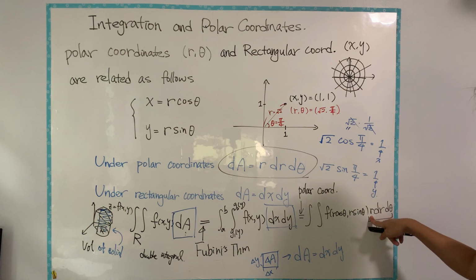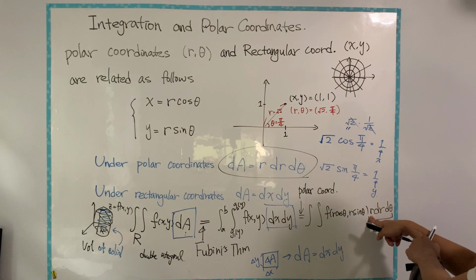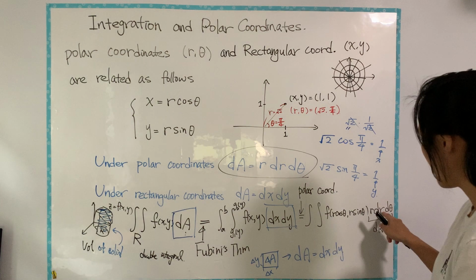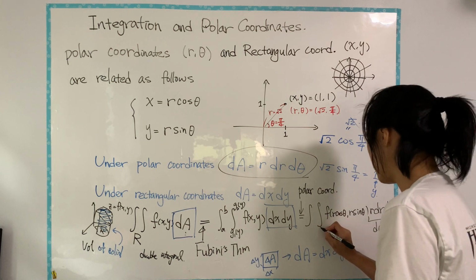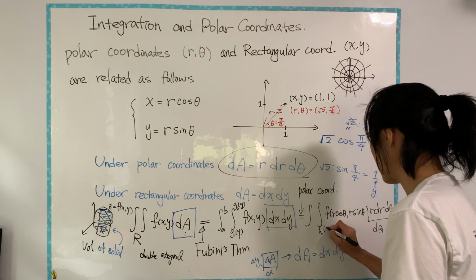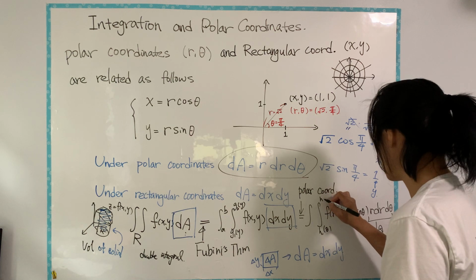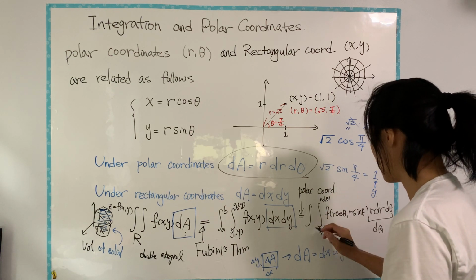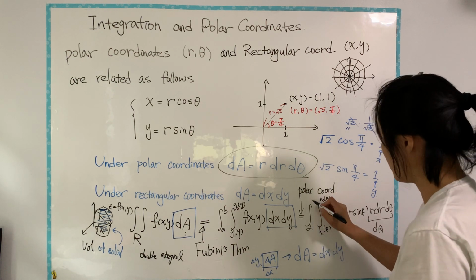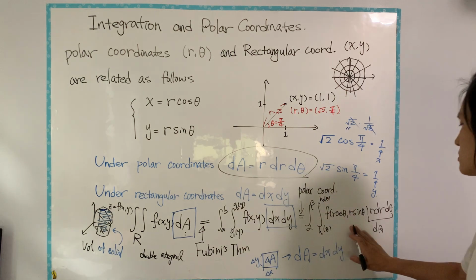You have to pay attention that we have this additional r. And the range of r will go from, let's say, h1 of theta to h2 of theta, and theta goes from angle alpha to angle beta. So this is just an abstract example.